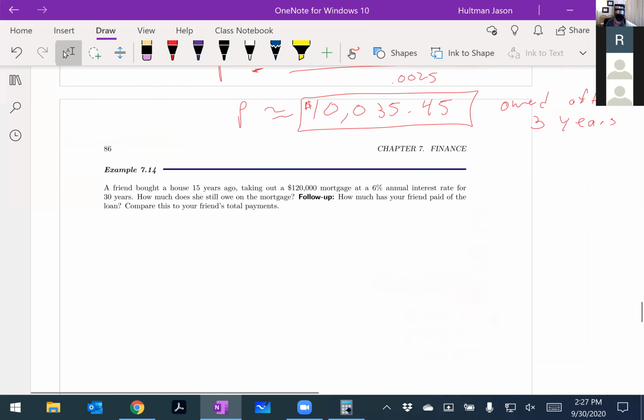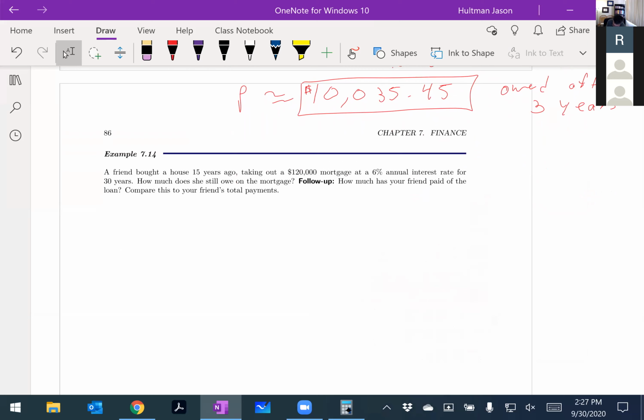A friend bought a house 15 years ago, taking out a $120,000 mortgage at 6% annual interest rate for 30 years. How much does she still owe on the mortgage? After 15 years, halfway in, we want to find out how much is still owed. So again, we've got to calculate the payment, and then use that payment information to calculate how much is left over.